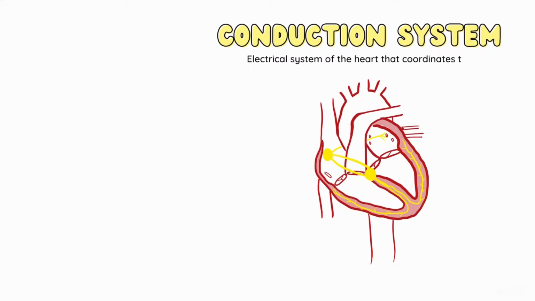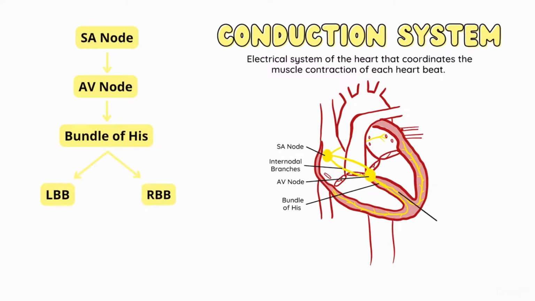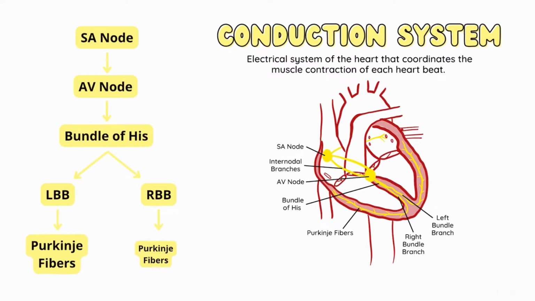Okay, let's get started. We have discussed the conduction system of the heart in two prior videos. In essence, it's the electrical system of the heart that coordinates the muscle contraction of each heartbeat. The system begins in the SA node, travels through the internodal branches to the AV node, the bundle of His, to the left and right bundle branches, and the Purkinje fibers.